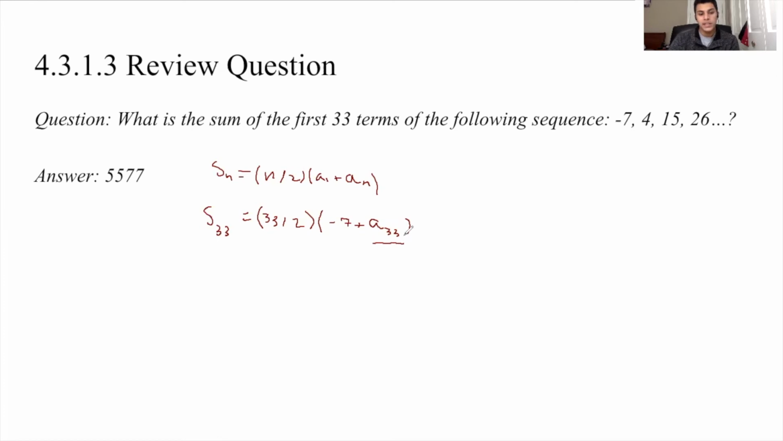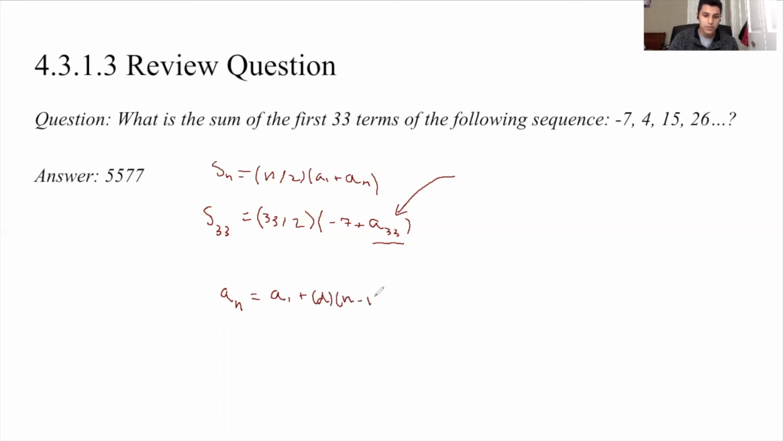So in order to find this, then we need to find this value first. And we actually know the formula to find the value of a specific term in a sequence. So we'll write that formula out now. That formula is an, which is the value of your nth term, equals the value of your first term, a1, plus your difference, which is d, times n minus 1.